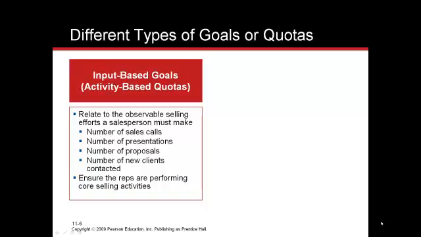Goals are often described as being either input or output based. Input based goals or activities relate to the observable selling efforts a salesperson must make. For example, the number of sales calls or the presentations he or she must make and the number of sales proposals the person must write. The number of new clients contacted by the representative is also an input variable. Input goals ensure that representatives are performing the firm's core selling activities.